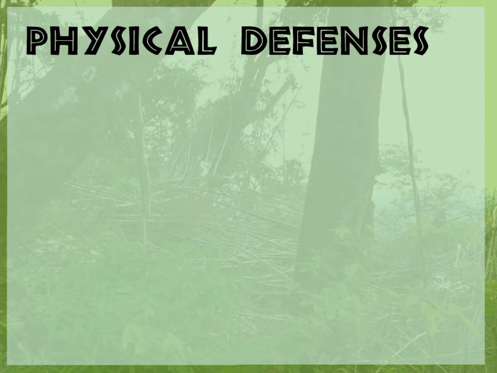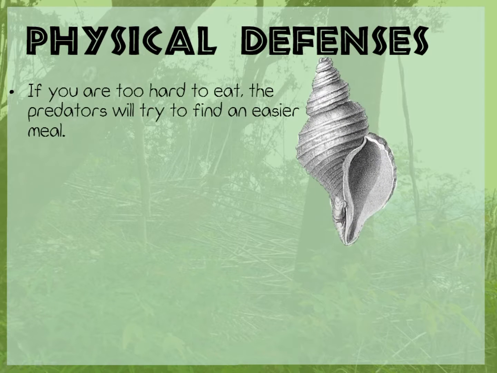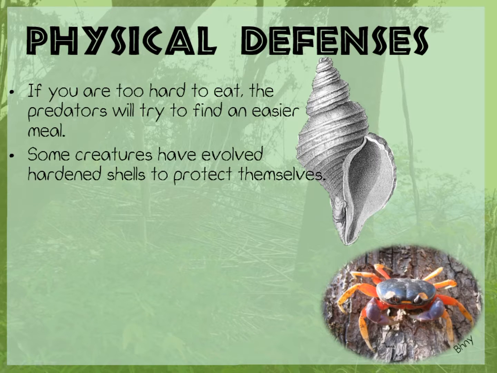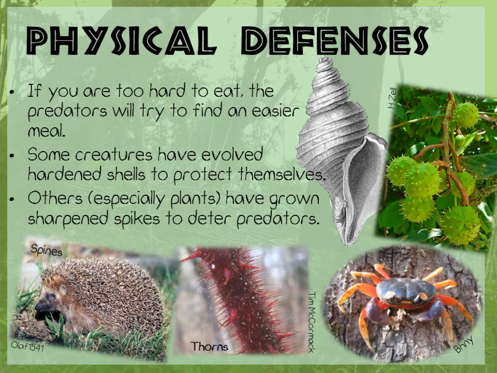So the first kind of adaptation we're going to look at is physical defenses. So if you are too hard to eat, then predators will try to find an easier meal. So the snail shell that you see there is a form of physical defense. Crabs also have a hardened shell to protect their soft insides. Other types of organism, especially plants, may have grown sharpened spikes to deter predators. An interesting point is that when we see these sharpened spikes on an animal, then we typically call them spines. However, if they are on a plant, then they are more usually referred to as thorns.